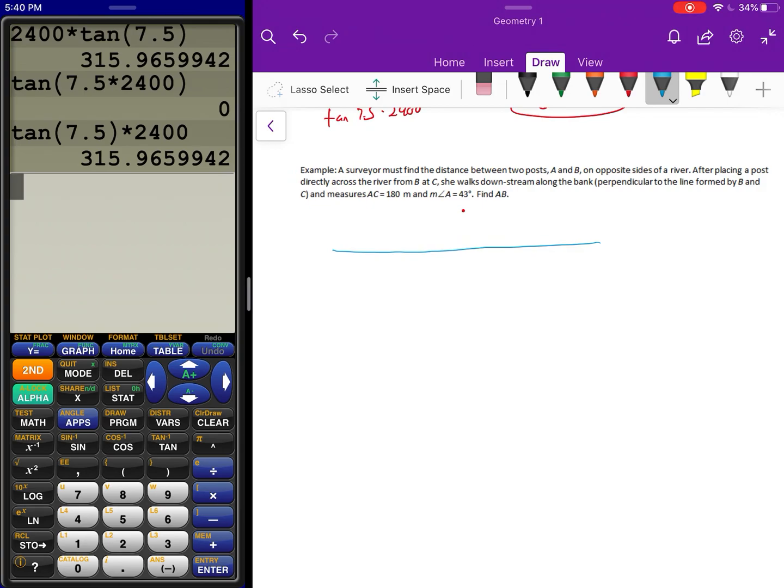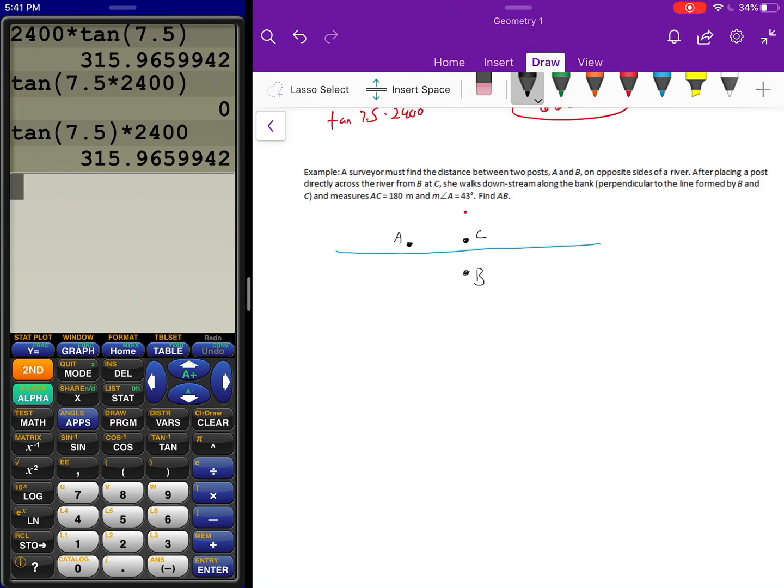So this isn't going to be a wonderful sketch, but here's our river. It's blue, nice clean river, and we have a couple posts here on the river. It says A and B are on opposite sides of the river. So let's say here's A, and B is somewhere else. So here's B. All right. After placing a post directly across the river from B at C, so she places something right across from it, B, and that's point C.